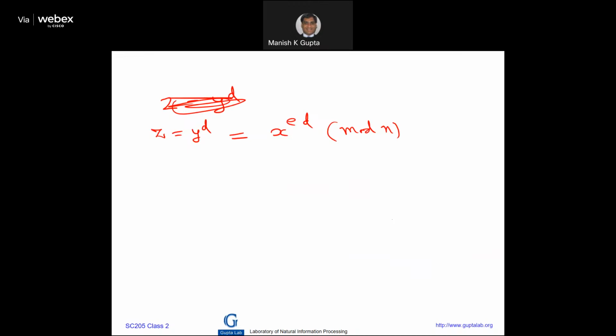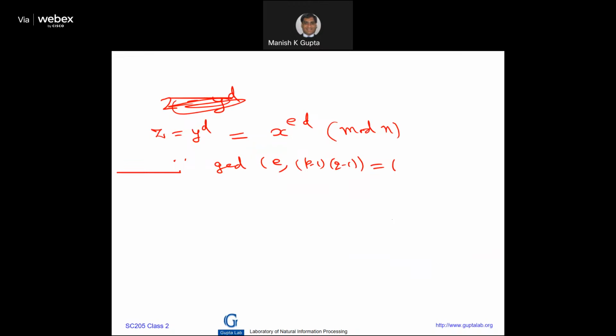So Z is equal to Y raised to power D, Y is equal to X raised to power E. So we got X raised to power E into D mod N. Now since GCD of E and... remember, Bob has chosen E such that E is not equal to 1 and GCD of E and (P minus 1) into (Q minus 1) is 1, right? That's what is the Bob preparation.